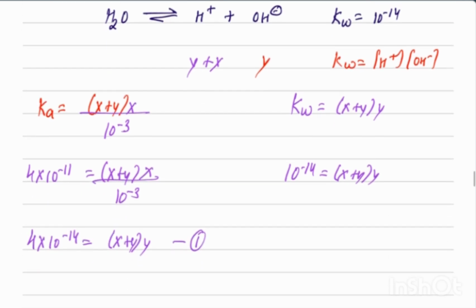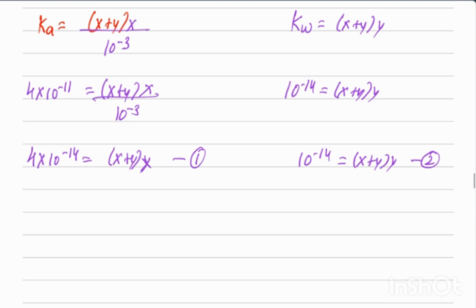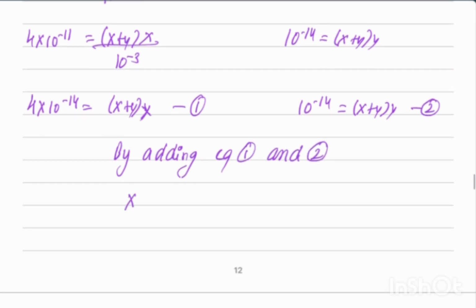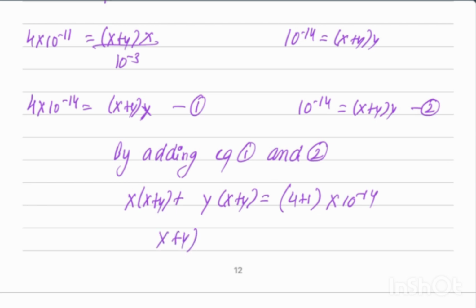So now I have two equations. By adding equation 1 and 2, I will get X into X plus Y plus Y into X plus Y equals 4 plus 1 into 10 raised to the power minus 14. So this becomes X plus Y whole square, which equals 5 into 10 raised to the power minus 14.